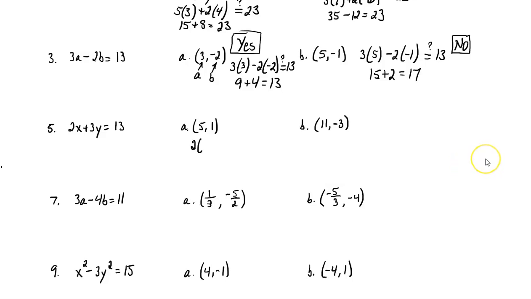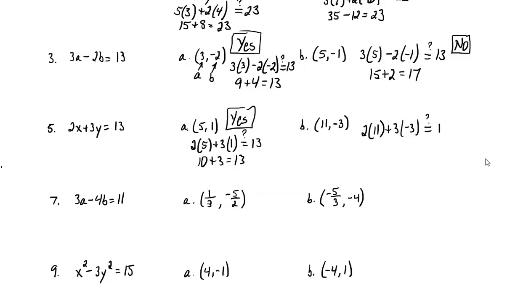Number 5, 2 times, fill in 5 for x, and then 3 times, fill in 1 for y, and then we're wondering, does this equal 13? So this is 10 plus 3, and that is 13. This is yes. Now what about this other ordered pair? So 2 times, fill in the 11, plus 3 times, fill in the negative 3. Does this make 13? So this is 22 minus 9, and 22 minus 9 is 13. This is yes.